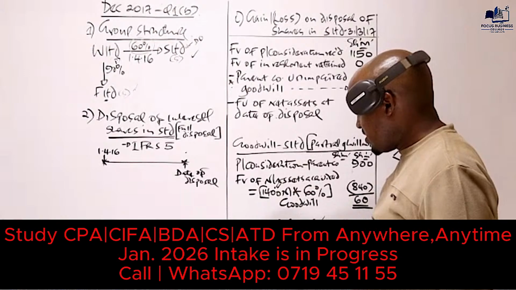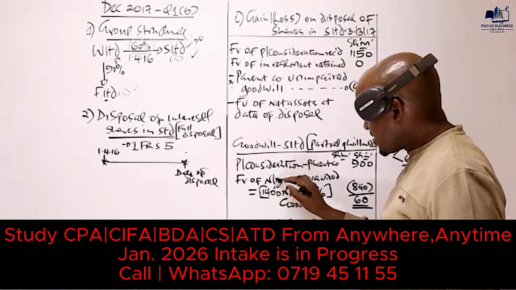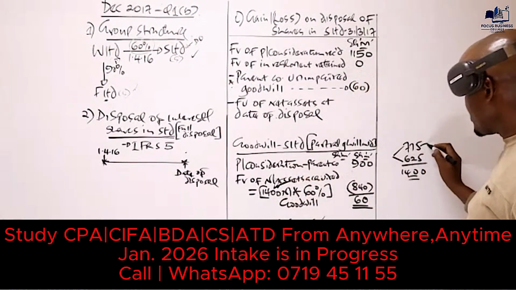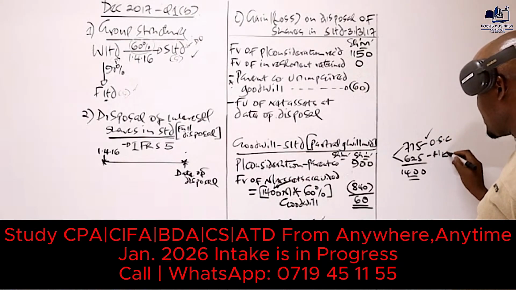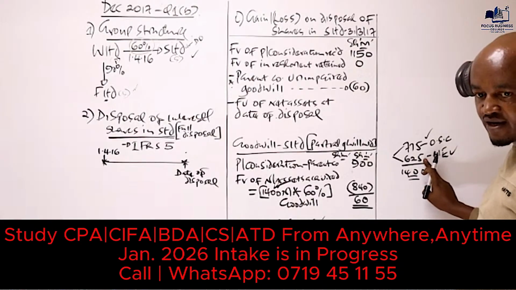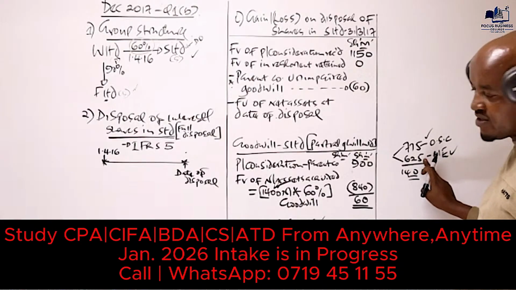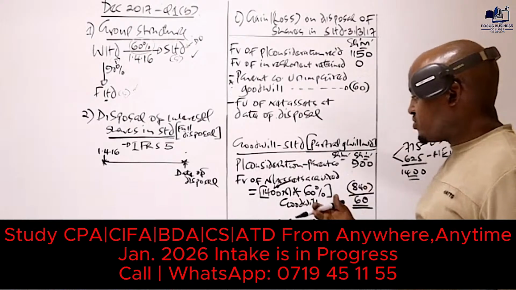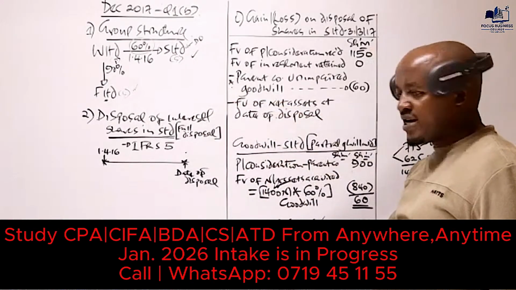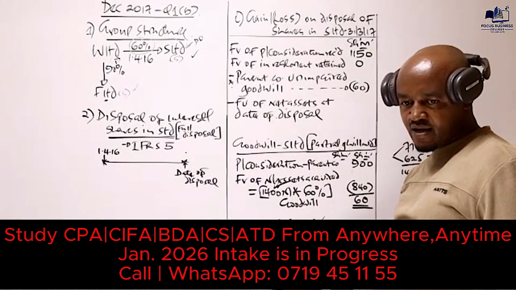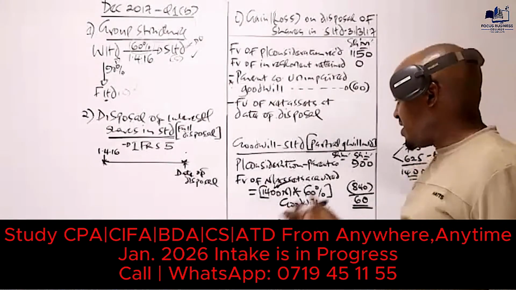When it was acquired, the fair value of its net asset was 1,400. Remember, we're told that this comprises equity share capital of 775 and retained earnings of 625. To get the net asset at the end of the year, we will take this and add the profit for the year, and maybe any other reserve.